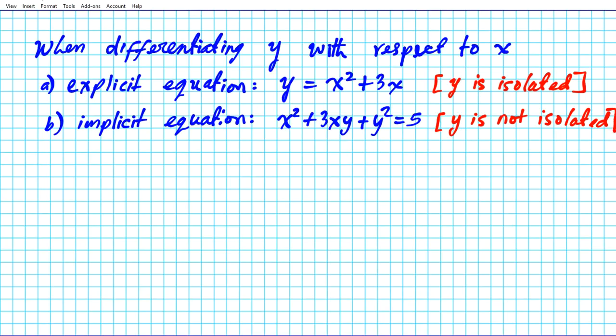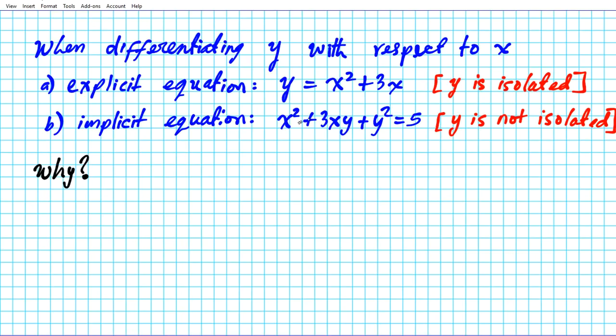So whatever variable you're differentiating, if that variable is isolated in the equation, it's an explicit differentiation type scenario. But if it's not isolated, then it's an implicit differentiation. Okay? So that brings up the question, why study implicit differentiation? That's the question we're going to address now.